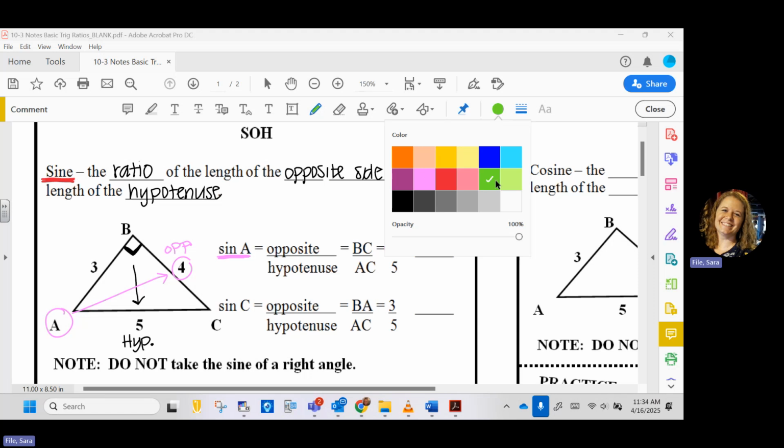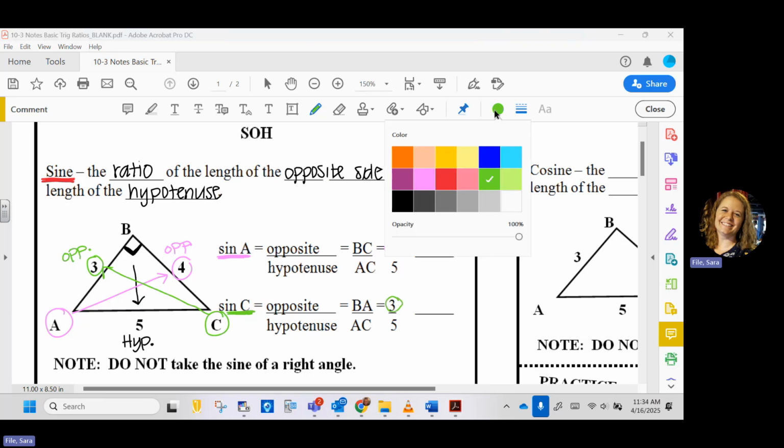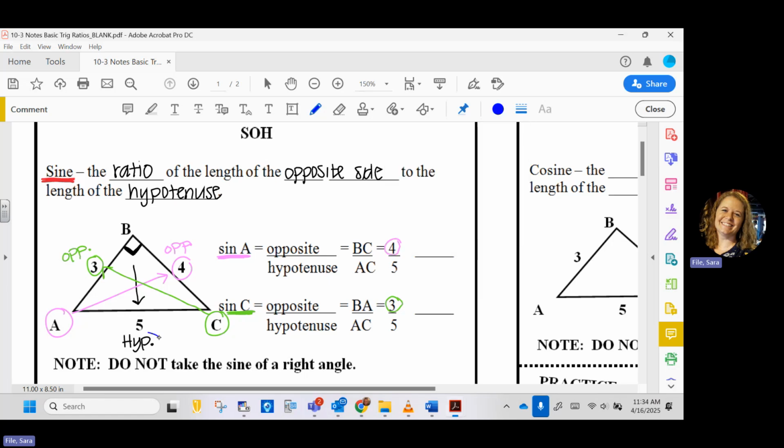Okay, but then if we were measuring from angle C, opposite of angle C is 3. So if we were asked for the sine of C, our opposite side would be 3. The hypotenuse is still 5. The hypotenuse doesn't change. Okay, it's always across from the 90-degree angle. So that's going to be the denominator in both of these.